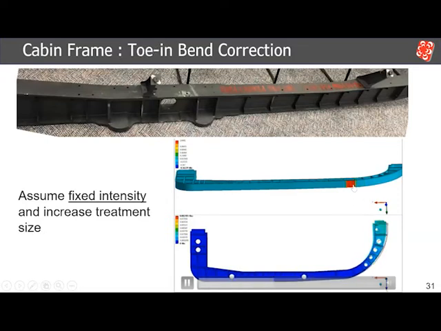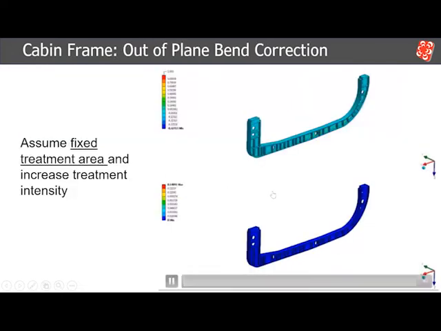As the treatment in red here extends in length, it is causing this end of the frame to toe in. Our alternative, if this is not the deformation that we're trying to correct for, let's say we have an out of plane bending issue here, or potentially twisting issues, what we can also show is if we assume a fixed treatment area and then increase the treatment intensity, the bending will be increased.